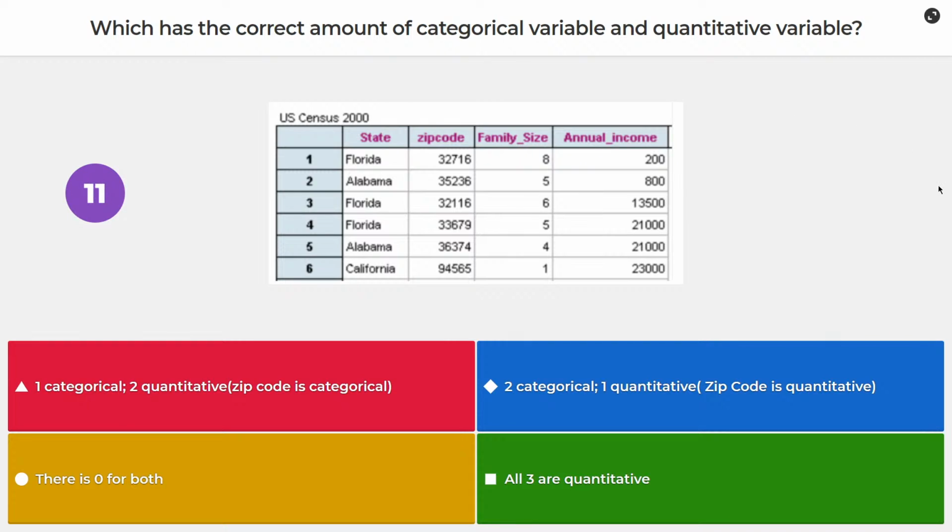This question's about which has the correct number of categorical variables and quantitative variables. So if you have knowledge of this.